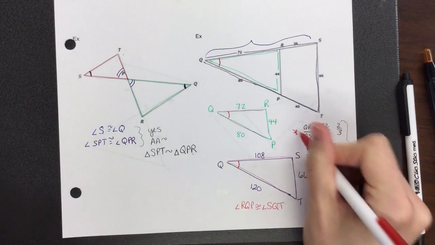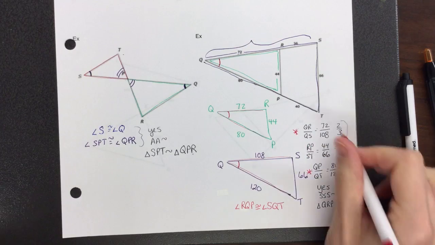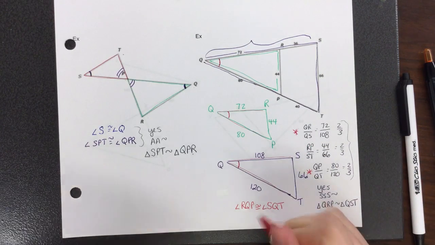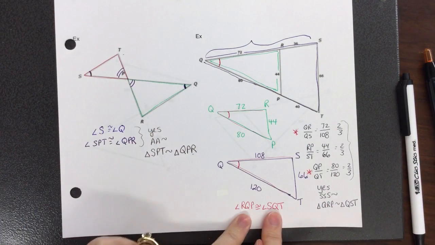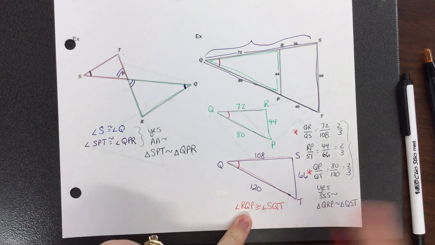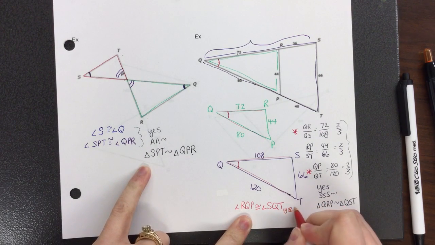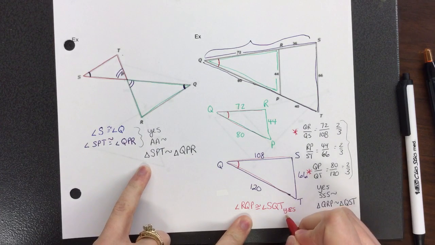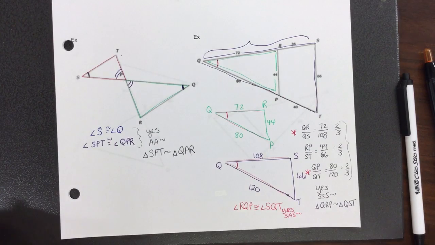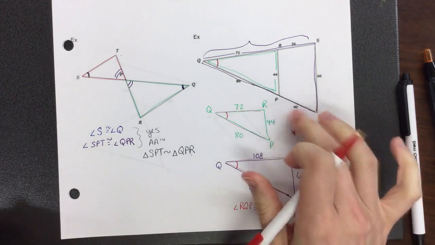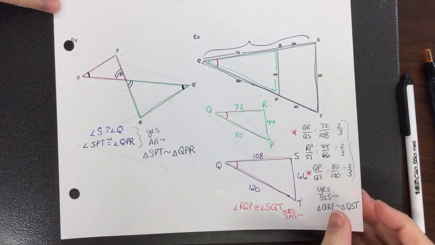So you could use these two ratios showing that they are equal, and then because these two angles are the same, you can say that they are congruent, and then you would say yes, the two triangles are similar, but this would be side angle side similarity. So that's an example of where it could go either way.